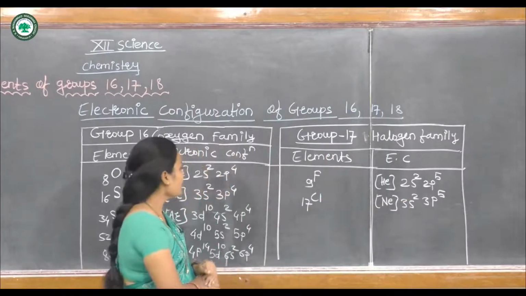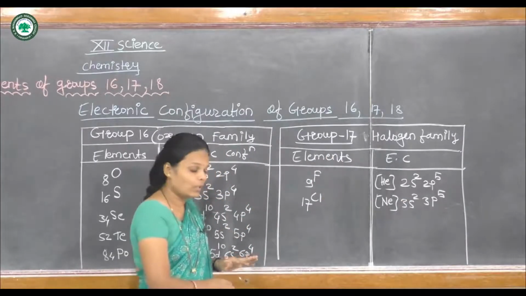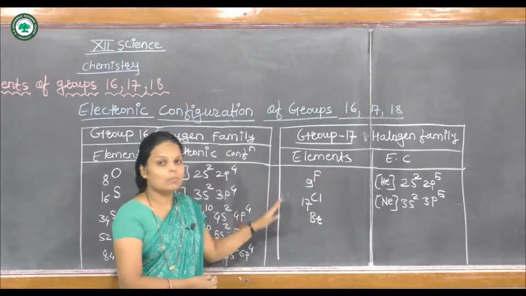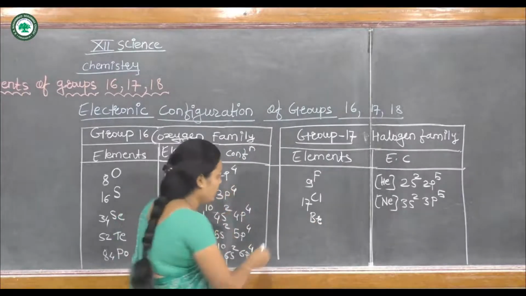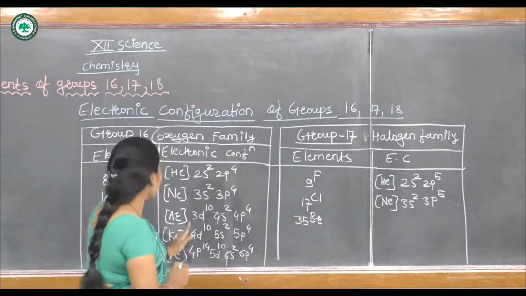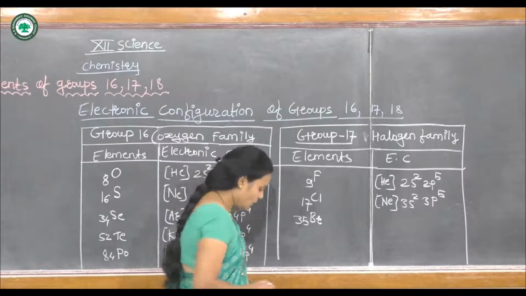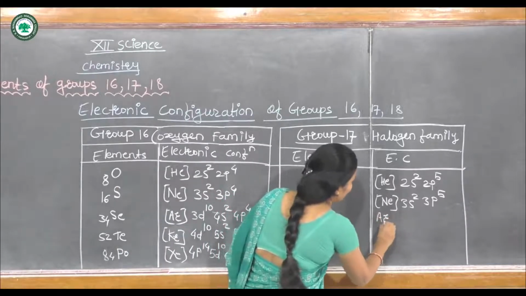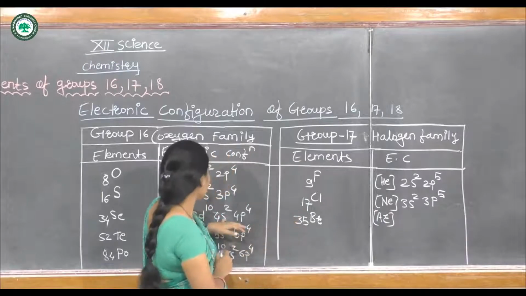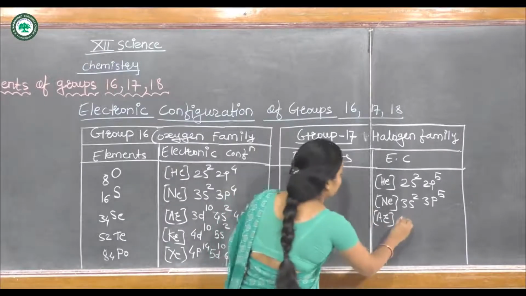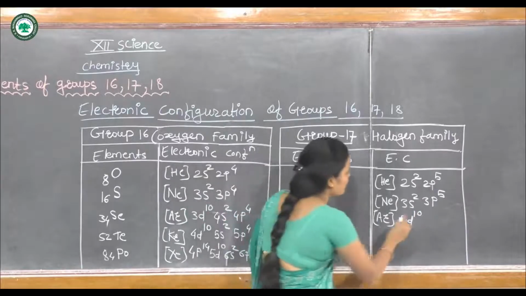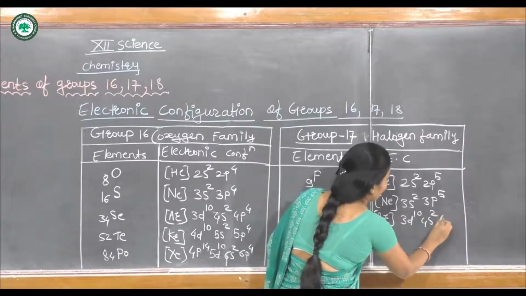The next element is bromine, Br. Its atomic number is 35. It is represented by argon, and then its electronic configuration is 3d10, 4s2 and 4p5.